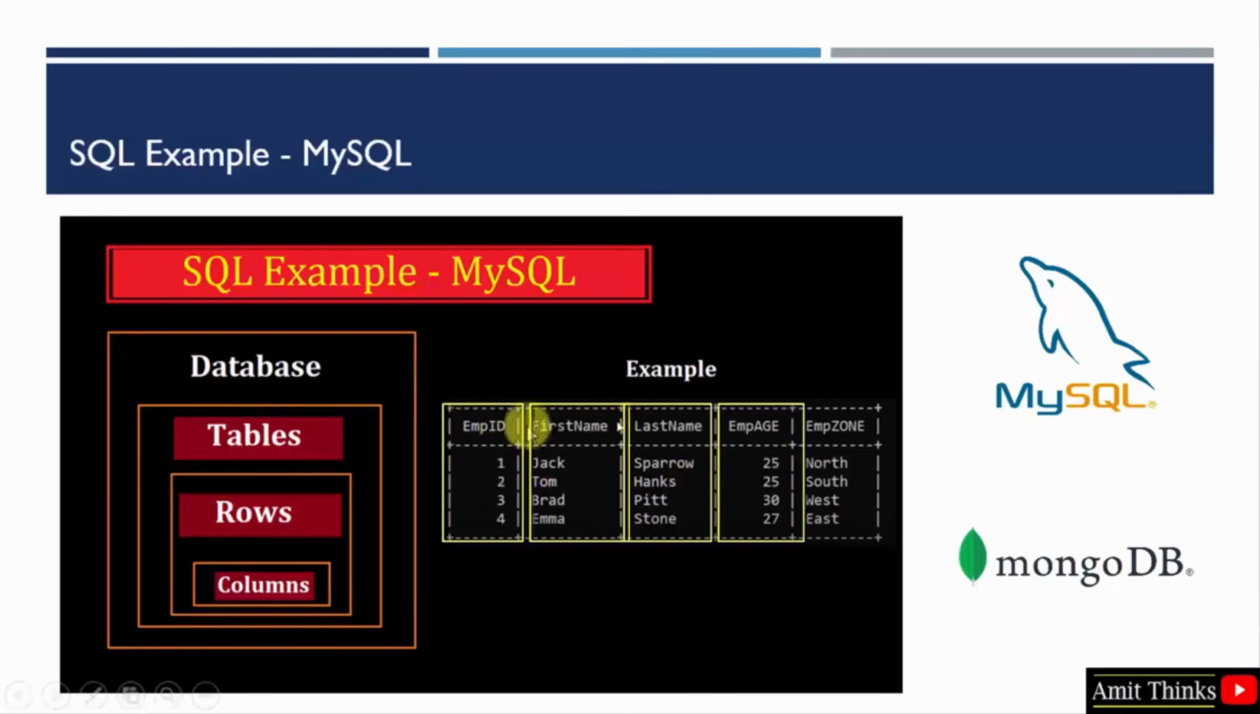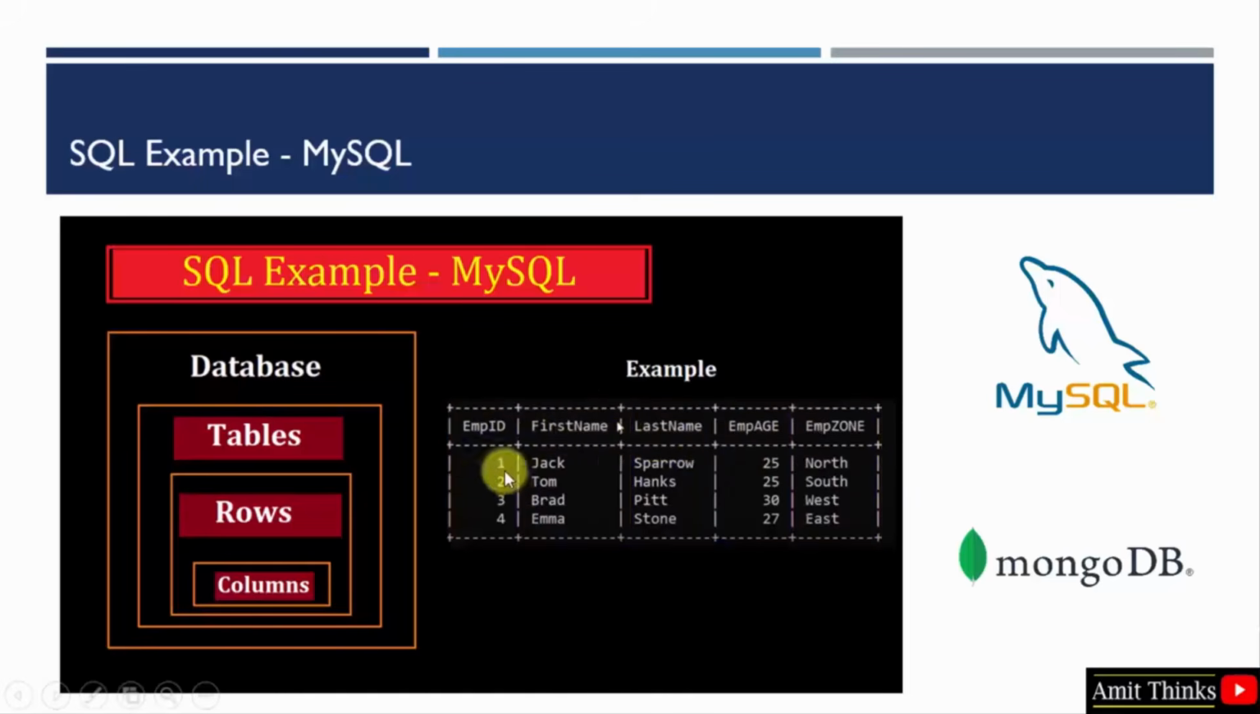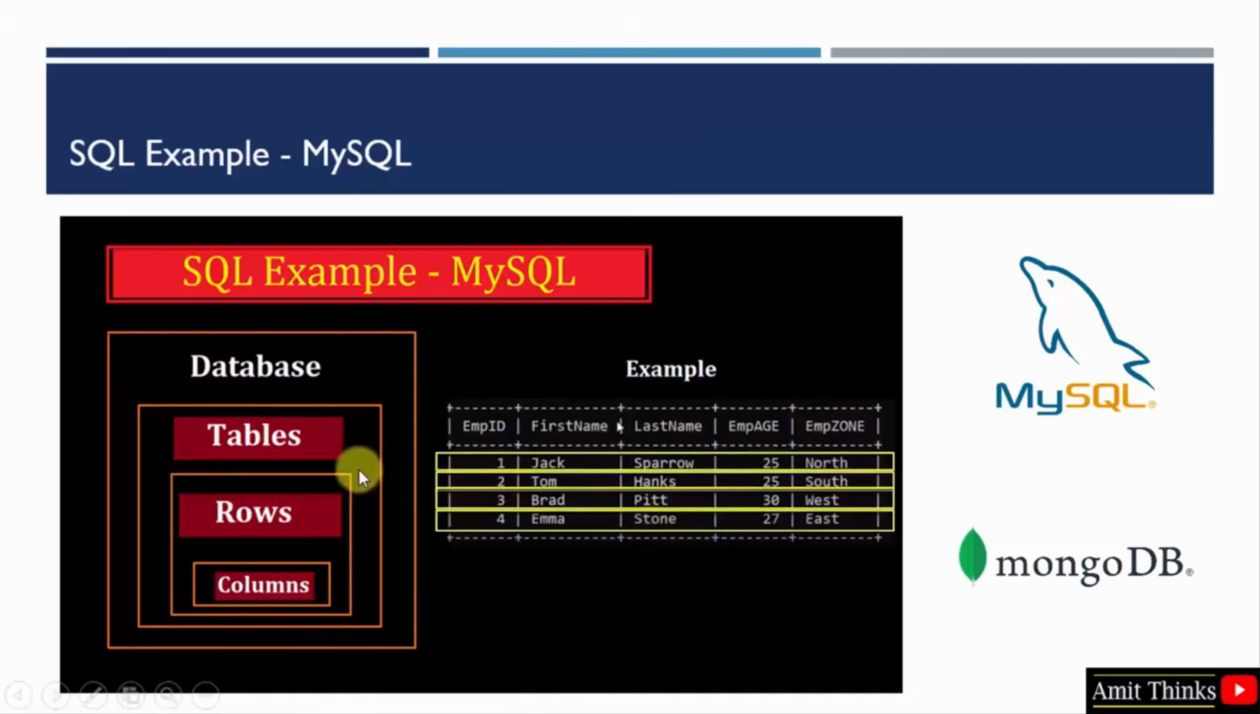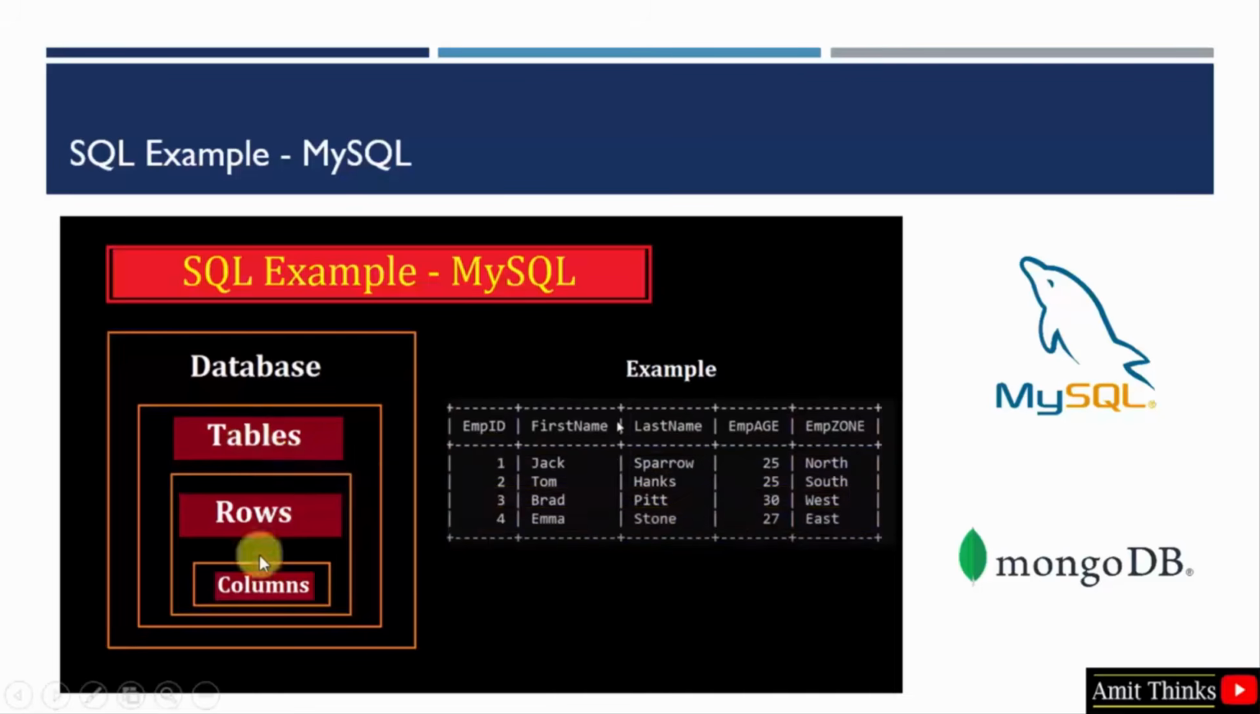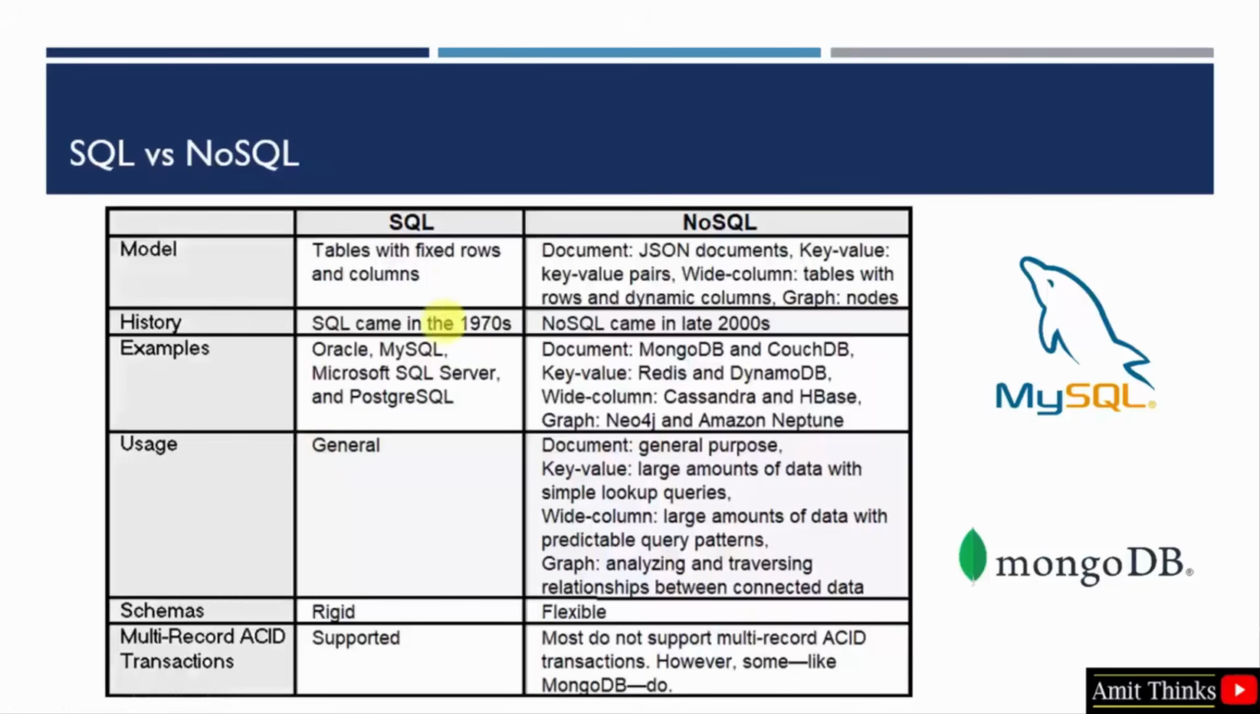So these are our columns 1, 2, 3, 4, 5: employee ID, first name, last name, employee age, employee zone, and these 4 are our rows. As I told you, tables have rows and columns, and a database has a collection of tables. So this is what we call SQL. That is, tables with fixed rows and columns is what we call the relational model for SQL.